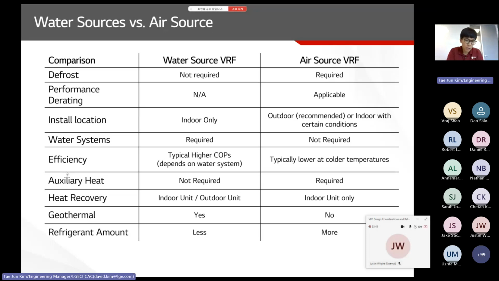And you can do indoor heat recovery and outdoor heat recovery. And I'm going to talk about what that means in a later slide. The geothermal operation is available. And the refrigerant amount is less because the heat exchanger on the condenser of the outdoor unit is a lot smaller in comparison to the air source VRF.